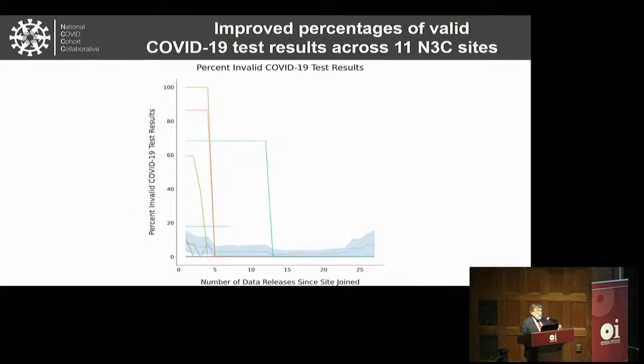This is the percent of invalid COVID-19 test results. And the point, this is frequency over data releases. You can see over the first 25 data releases.